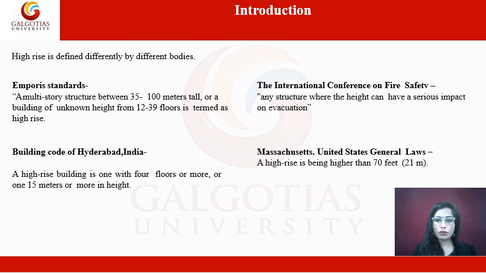The International Conference on Fire Safety says any structure where the height can have a serious impact on evacuation can be considered high rise. According to Massachusetts in the United States, the laws say a high rise is a building higher than 70 feet. If we talk in meters, it will be about 21 meters. So these are some definitions by different bodies about the high rise.